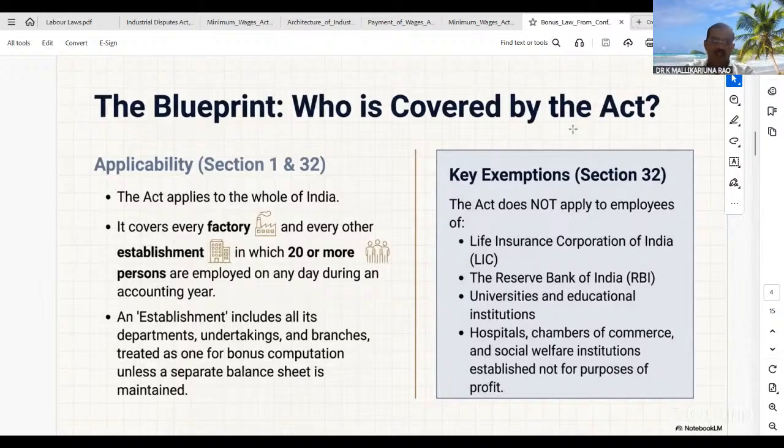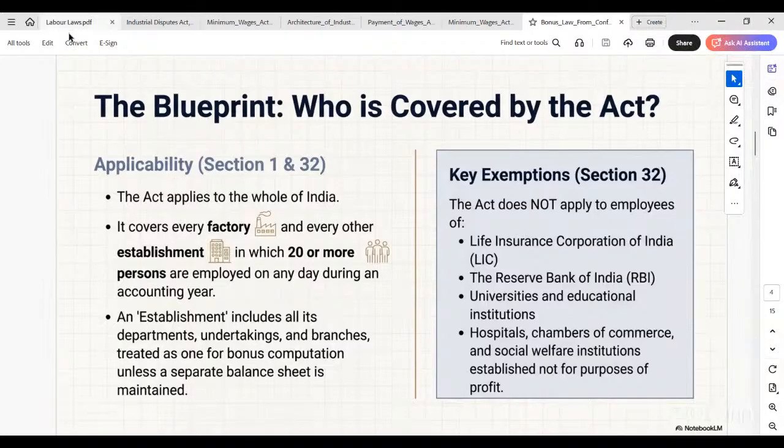Where there are a number of branches, one head office prepares a consolidated balance sheet, so those branches are not included separately. Other than this, insurance, such as LIC, is not included. RBI is also not included, and universities and educational institutions are also not included. Hospitals, chambers of commerce, and social welfare institutions and establishments are also not covered under this act.